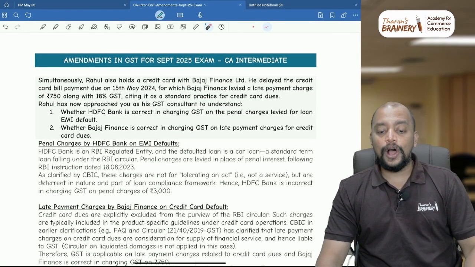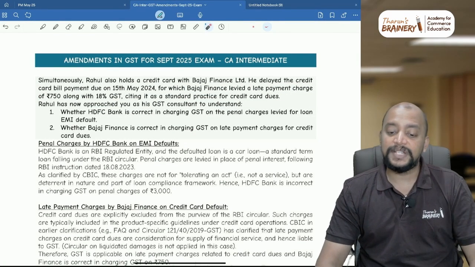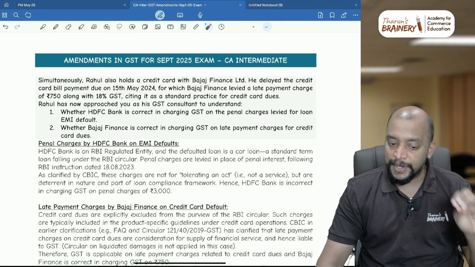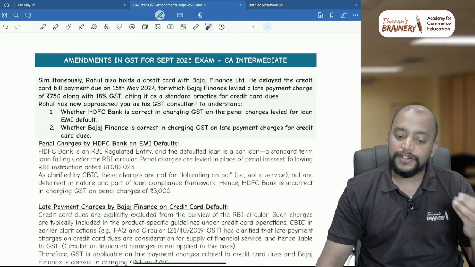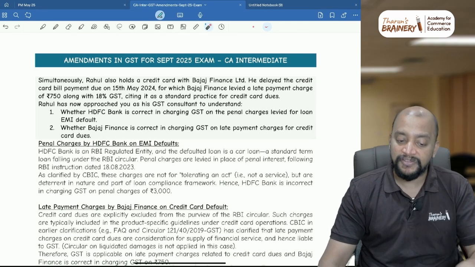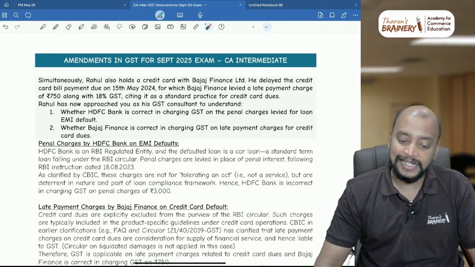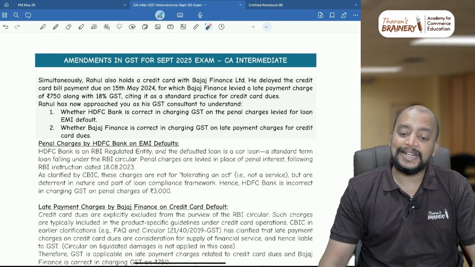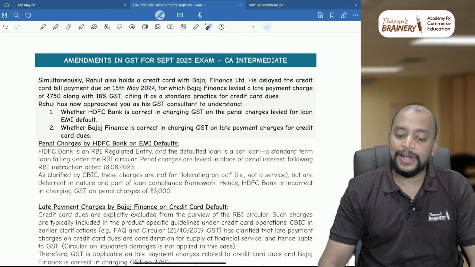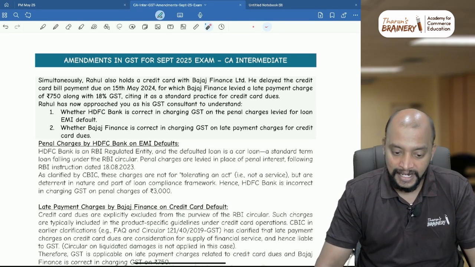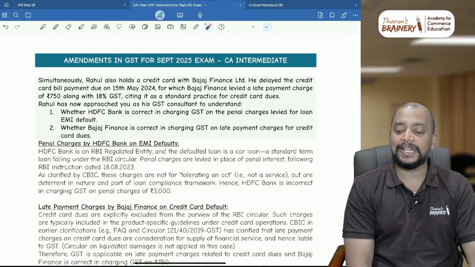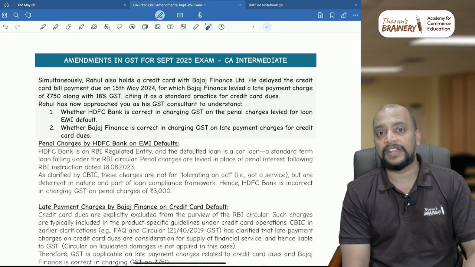Simultaneously, Rahul also holds a credit card with Bajaj Finance Limited. He delayed the credit card bill payment due on 15th May, for which Bajaj Finance levied a late payment charge of 750 along with 18% GST, citing it as a standard practice for credit card dues. Rahul has now approached you as his GST consultant to understand whether HDFC Bank is correct in charging GST on penal charges levied for loan EMI default.